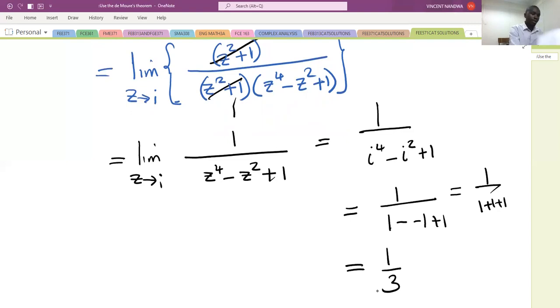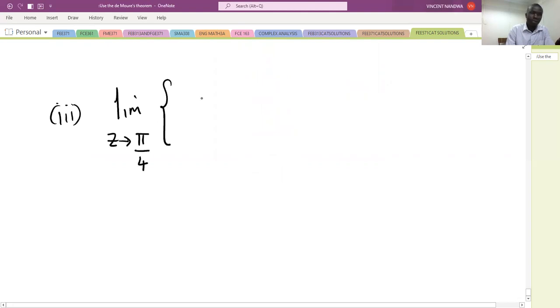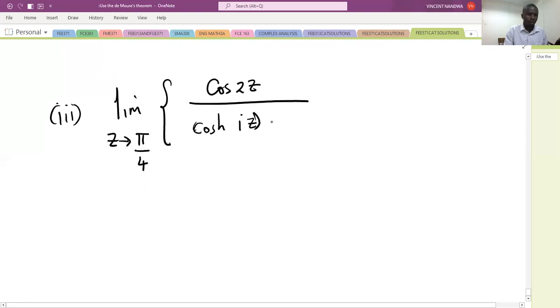And then problem 3. The problem was the limit as z approaches pi over 4 of the function cosine of 2z over hyperbolic cosine of iz plus i hyperbolic sine of iz.